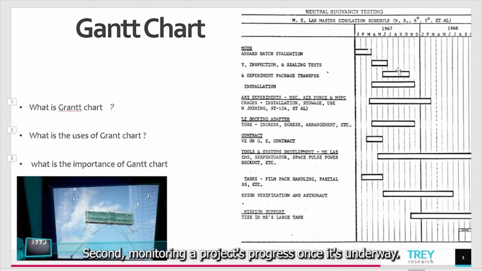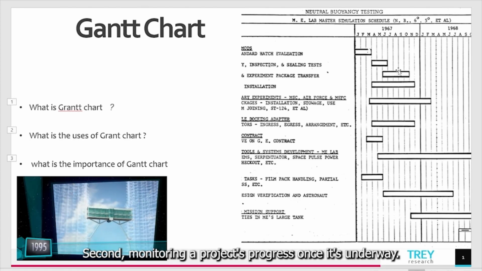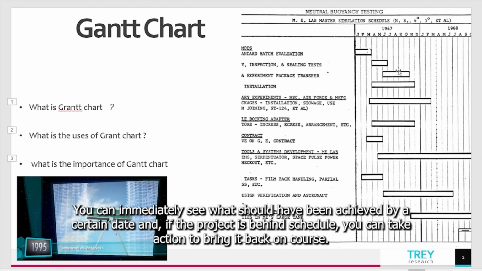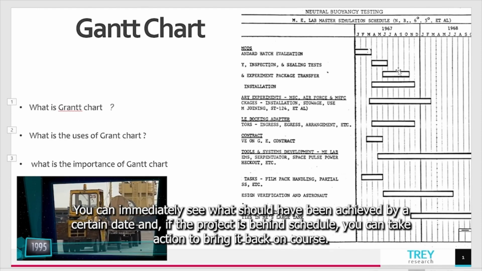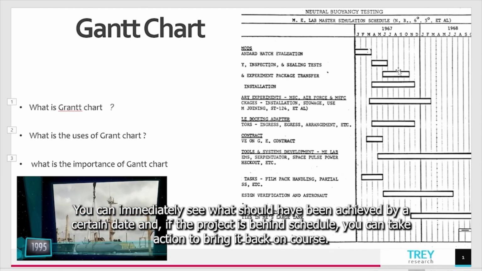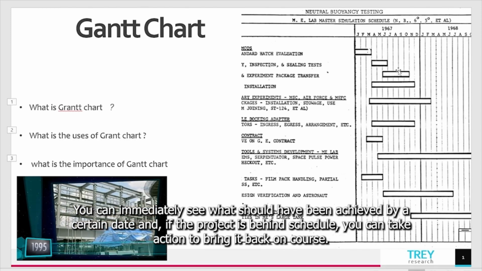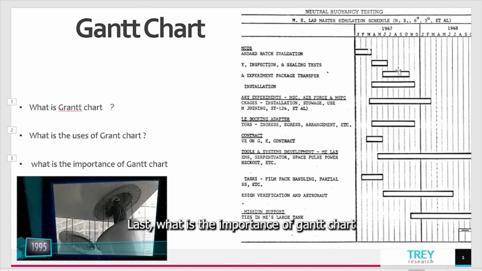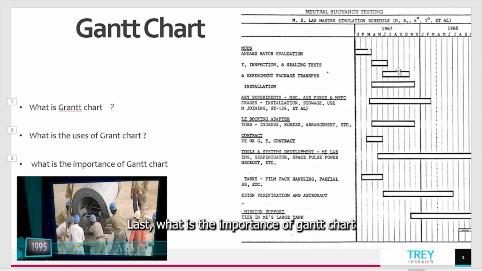Second, for monitoring the project process once it's underway, you can immediately see what should have been achieved by a certain date, and if the project is behind schedule, you can take action to bring it back on course. Last, what is the importance of the Gantt chart?